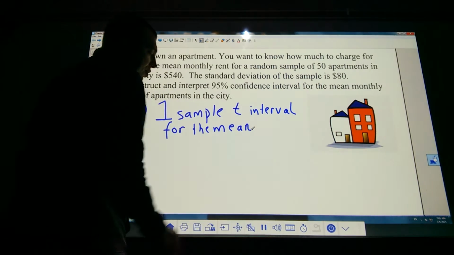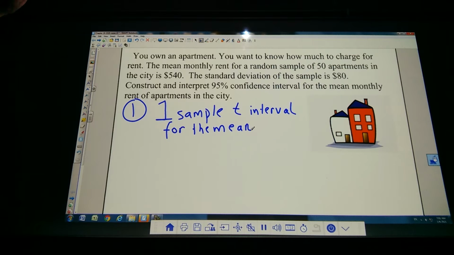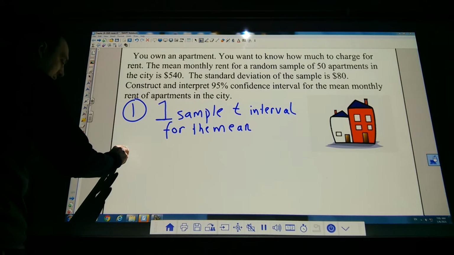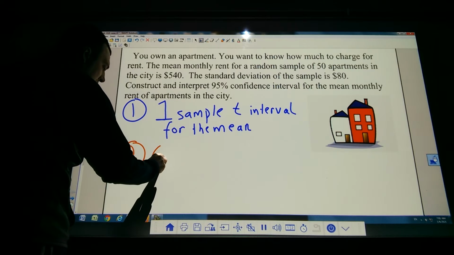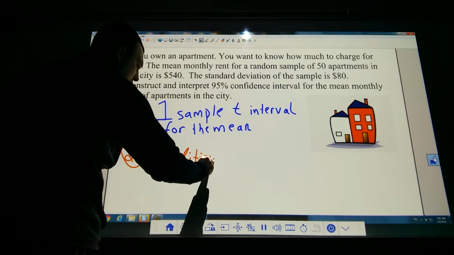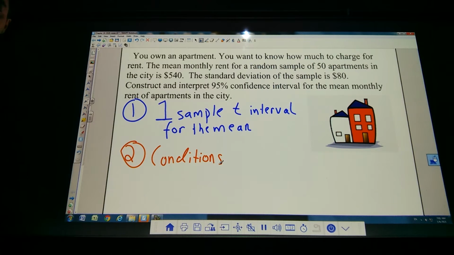You'll get used to it after a while. I know on day 1 it looks a little weird. That's step 1. All you need to do is give it a name. 1 sample T interval. That's what we're working on today. Step 2. We call it the conditions. Am I allowed to do the math? This is essential in real life.